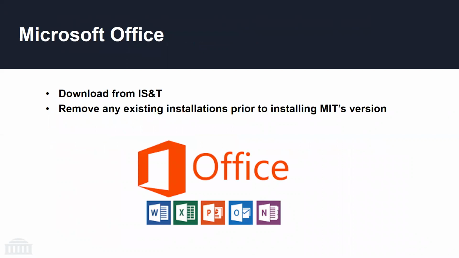Microsoft Office. MIT offers students a copy of Microsoft Office while you're here. A couple notes: you don't have to use MIT's version. If you have a working version of Office, you're fine. You don't have to uninstall it and reinstall it. If you don't have an installation of Office, you're welcome to download and install ours. We do want to remind people, though, that you probably want to remove any previous versions of Office prior to installing ours. So remove them, reboot, then install ours.